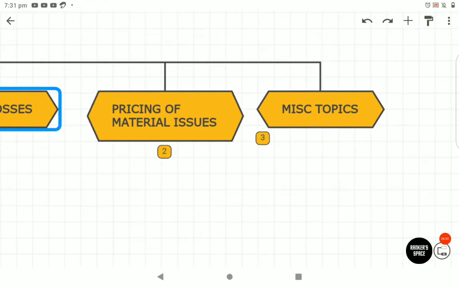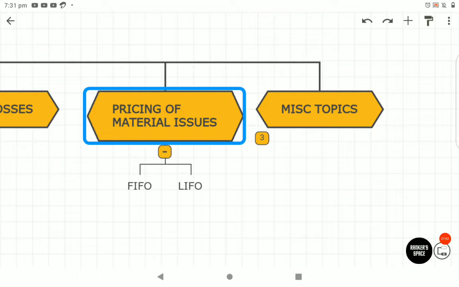Then the next thing that we're discussing is pricing of material issues. What is pricing of material issues? Let's look at it. You have the FIFO method and the LIFO method.